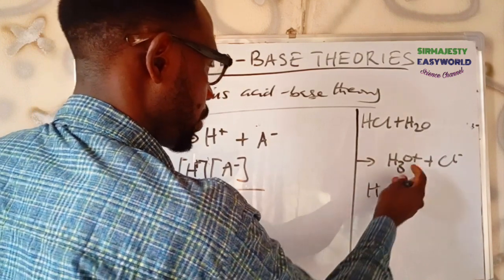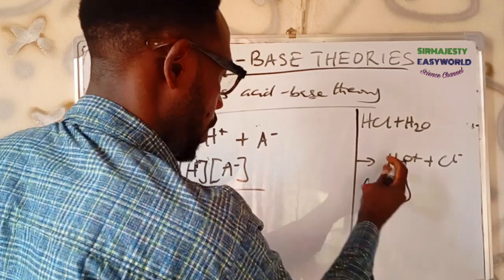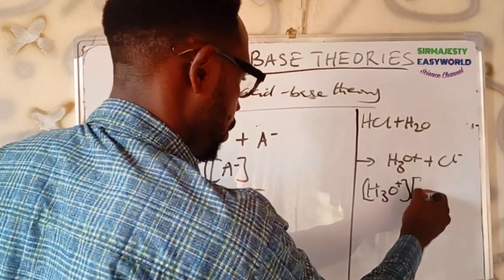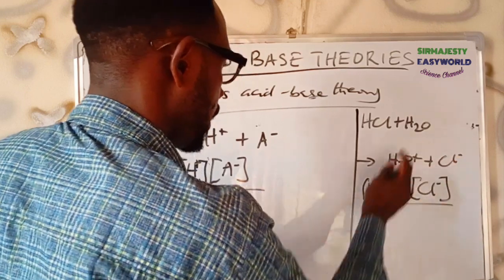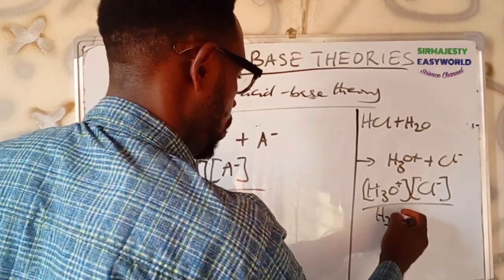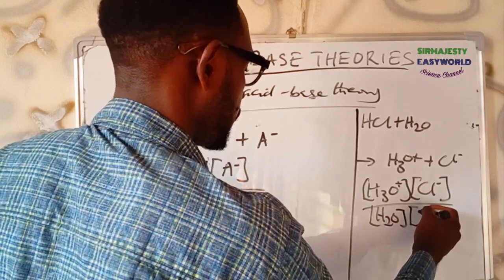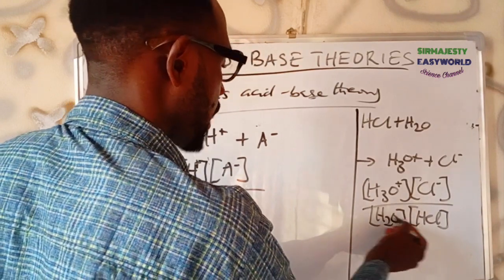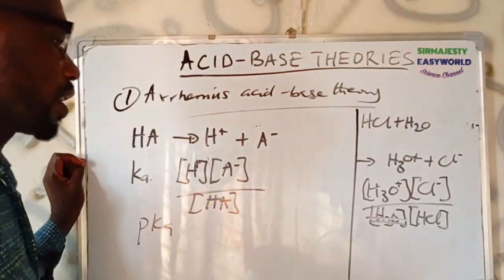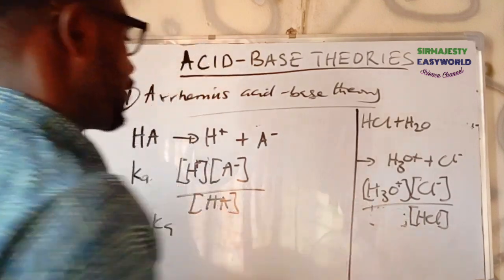We have the product here, H3O+ raised to the power of its coefficient, there is no number here, multiplied by the chloride ion concentration raised to the power of its coefficient, divided by water raised to the power of its coefficient, and also divided by HCl raised to the power of its coefficient. But in dilute solution, the concentration of water remains almost constant. Therefore, we can neglect this water effect.